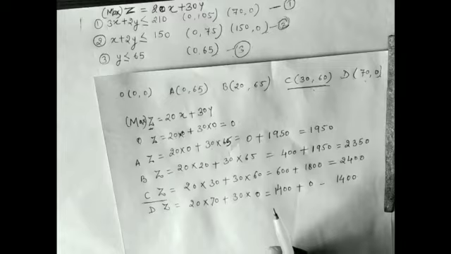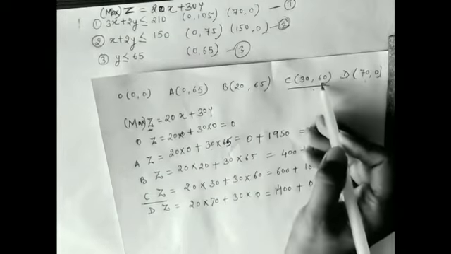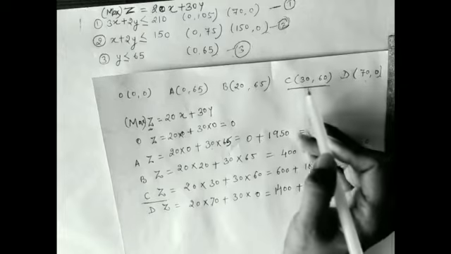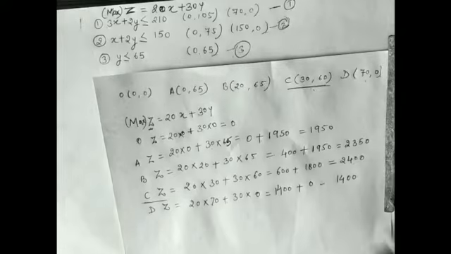C. That means for optimum profit, the firm should produce 30 units of A and 60 units of B, and by producing these, it will get 2400 rupees of maximum profit.